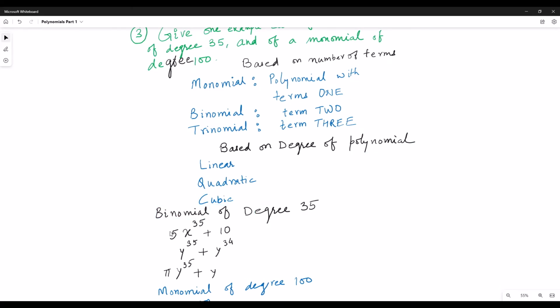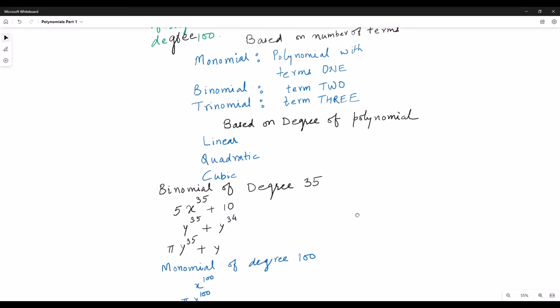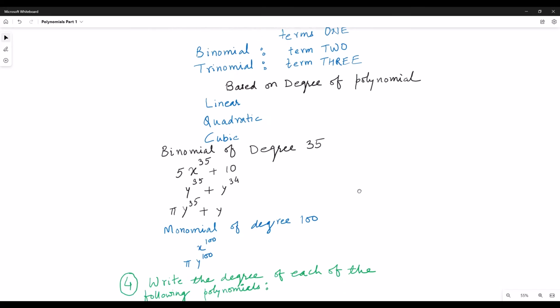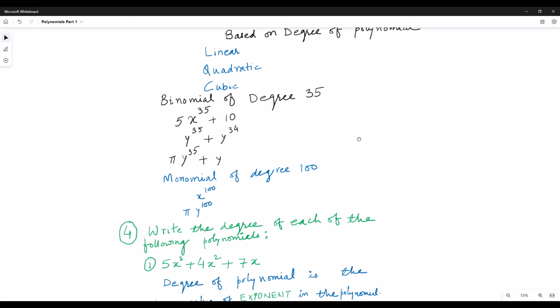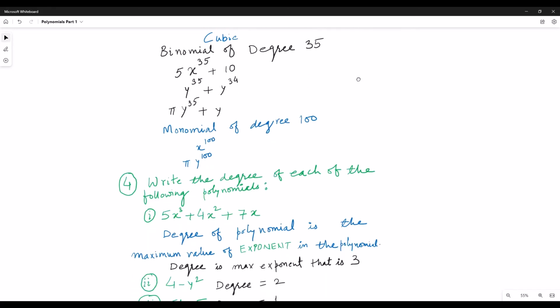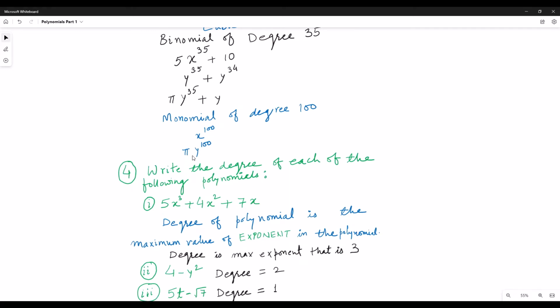Binomial means the number of terms has to be 2, and the degree of the polynomial has to be 35. So y to the power 35 plus y to the power 34. So this is also a binomial of degree 35. So these are three of them, binomials of degree 35. And monomial of degree 100. Monomial means the term has to be only one, a single term. So these are examples of monomial of degree 100. We can write pi y to the power 100. This is also a monomial of degree 100.